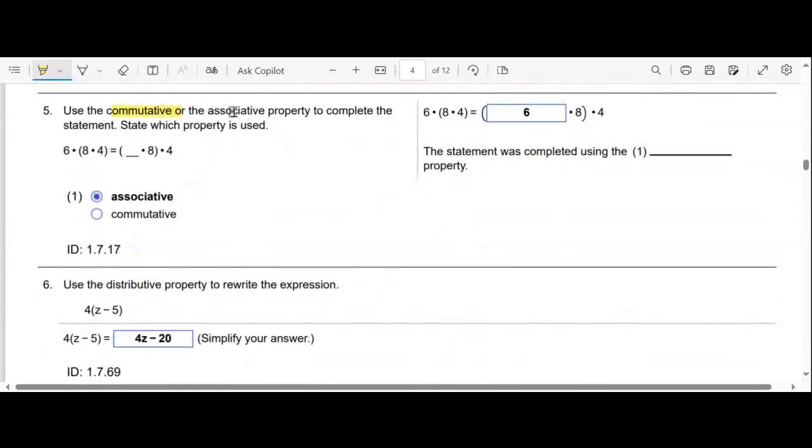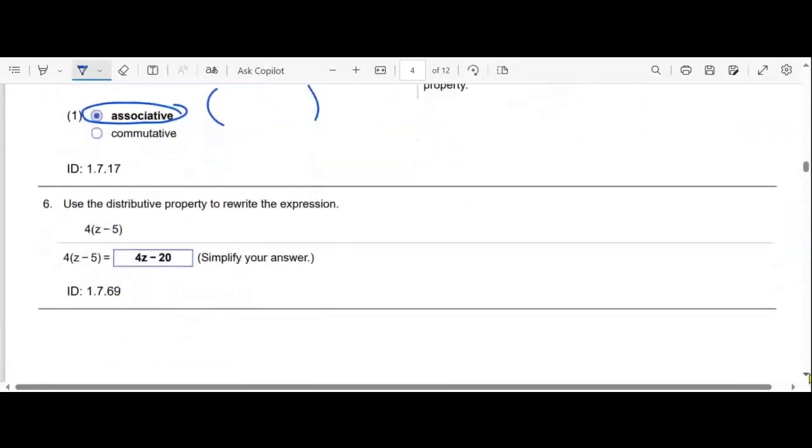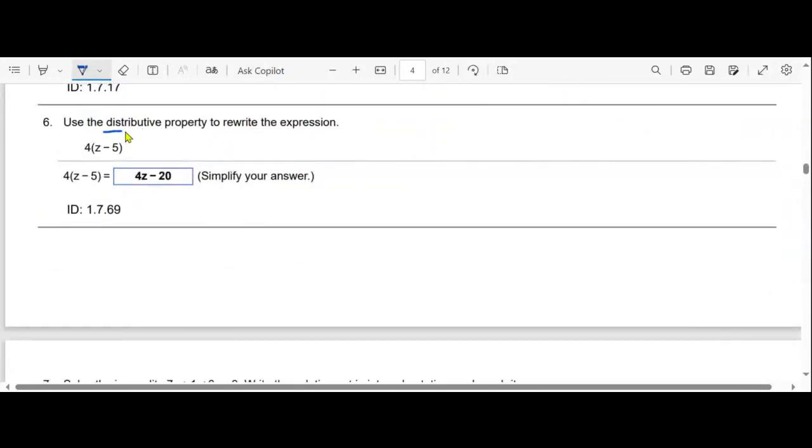Use commutative or associative. Here I have 6 times 8 times 4. So what happened here? I put the 8 and 4 together, you see? I put the 8 and the 6 together, right? So it's going to be what? Because it's involving what? Parentheses. Okay? Next one.